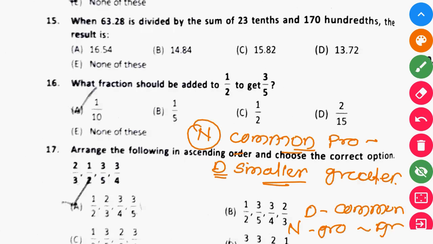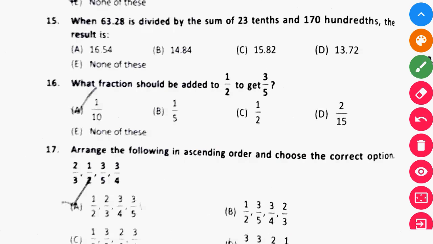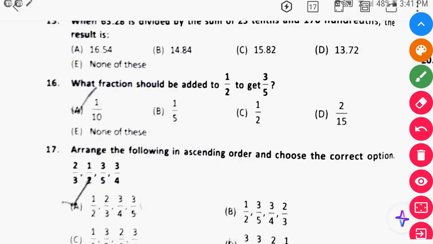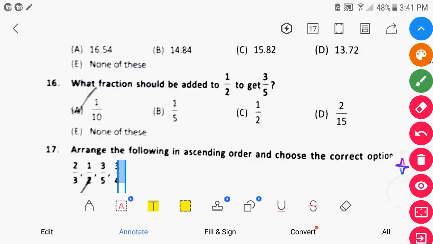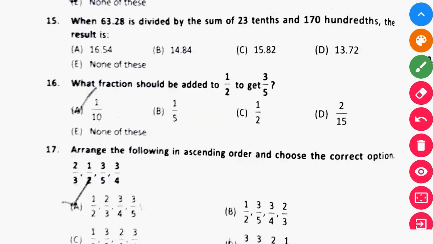Okay. Now here the denominator is not common and the numerator is also not common. So first we have to convert them into like fractions. So 3, 2, 5 and 4 are the given denominators. So which is common to all of them? I think 60. Okay, 5 fours are 20, 20 threes are 60. 60 is the common denominator.